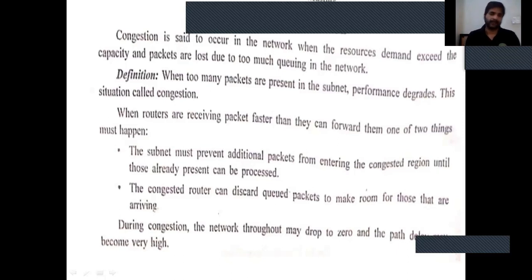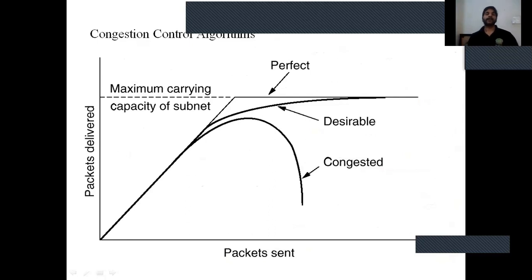During congestion, the network throughput may drop to zero and the path delay may become very high. This is the property of congestion. Congestion control can be explained with this diagram. Suppose the x-axis shows packets sent and the y-axis shows packets delivered.